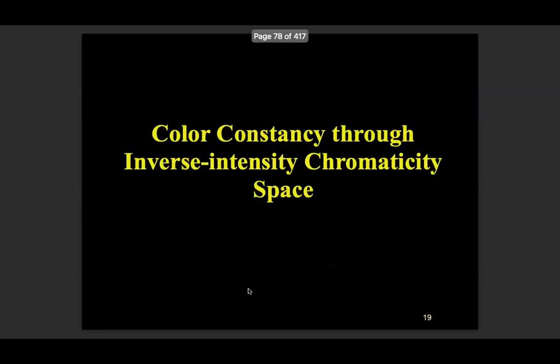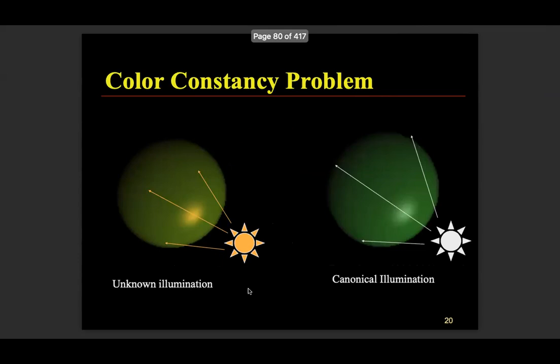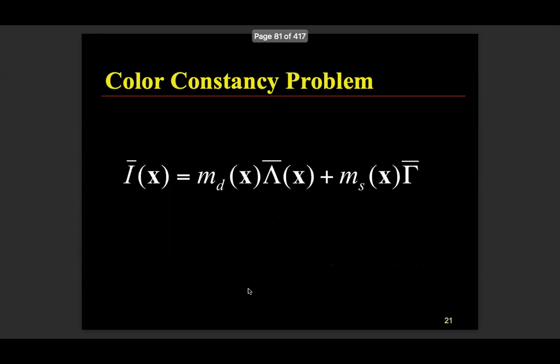Okay, so based on this, now let's look at the problem of color constancy. So basically, we have this input of an image lit by yellowish kind of light, and we want to transform this into whitish kind of light. So we want to transform the color of the light. So we estimate the color and then we remove the color. That's the basic idea using this chromaticity-based model.